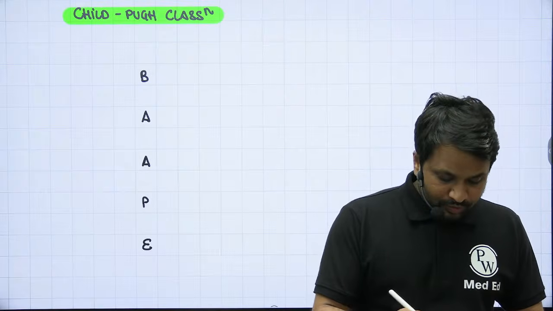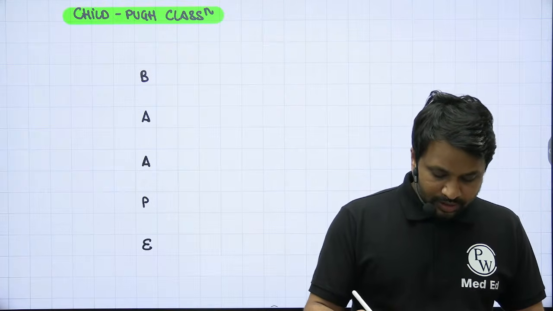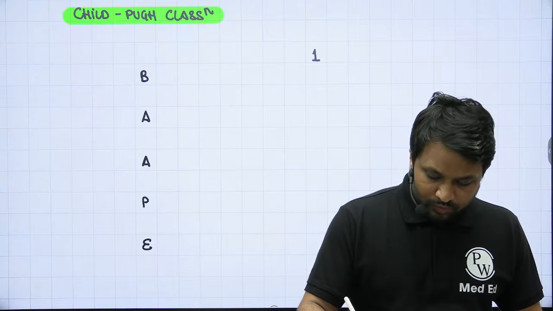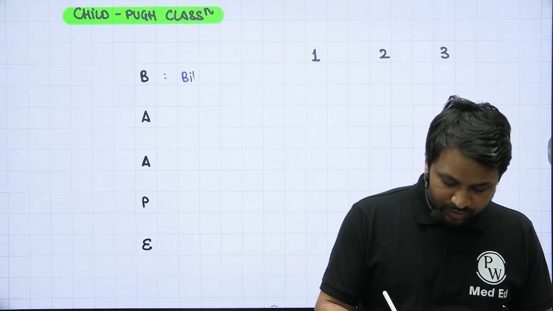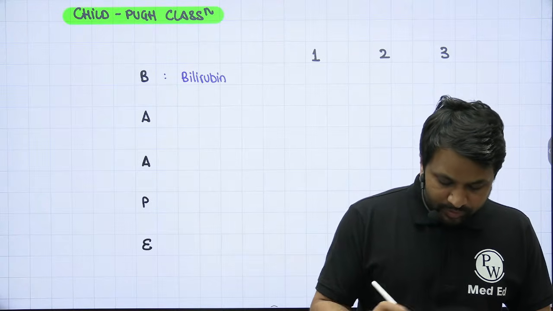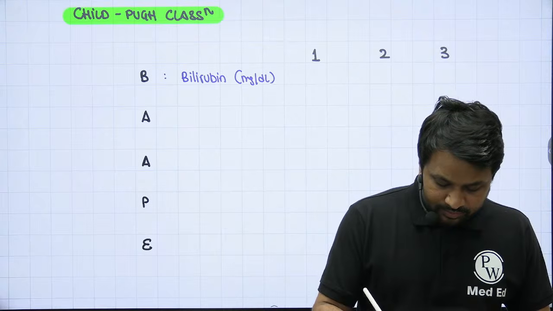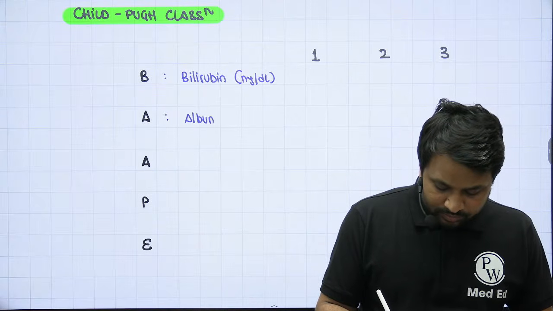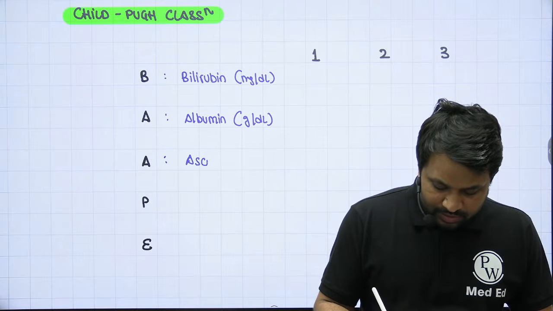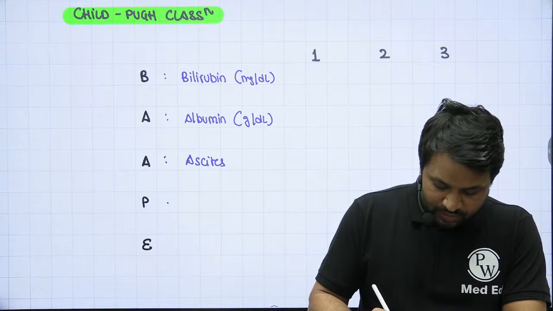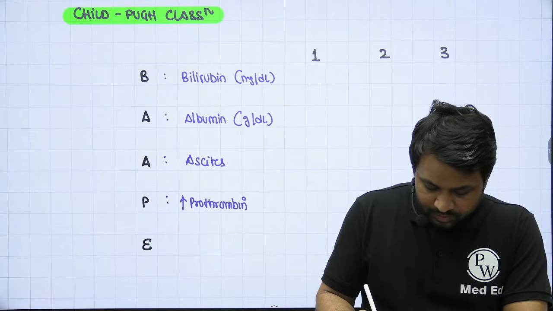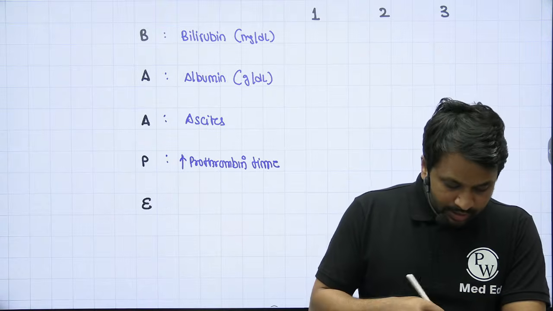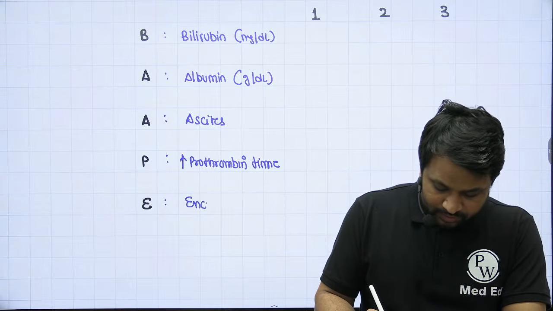Now the components on which we are going to measure are in this context, and a score of 1, a score of 2, and a score of 3 is given. Now what does all this mean? B stands for the level of bilirubin. All this bilirubin will be measured in milligrams per deciliter. Then A stands for albumin. Albumin is in grams per deciliter. A stands for ascites, which is going to be quantifiable. P stands for increase in prothrombin time. And E stands for status of encephalopathy.